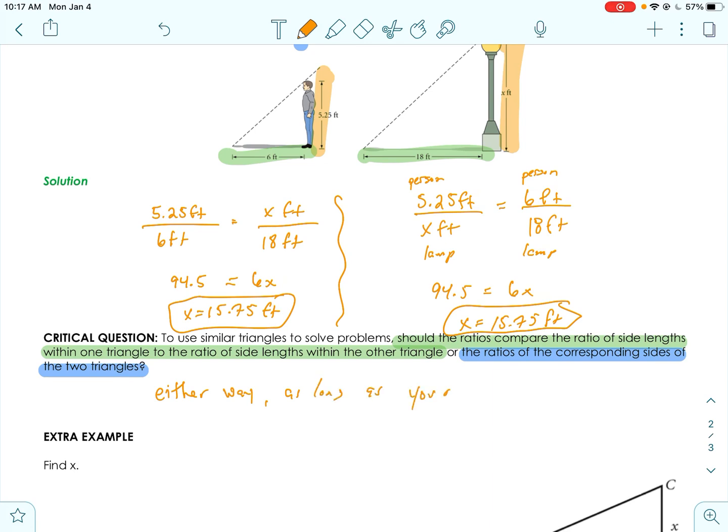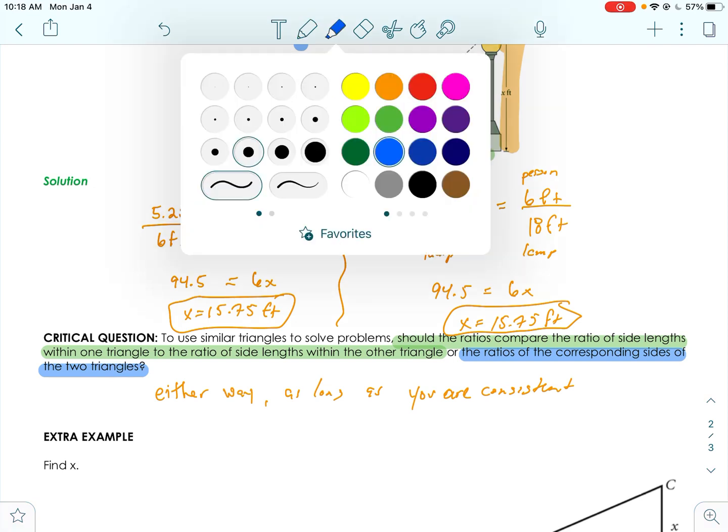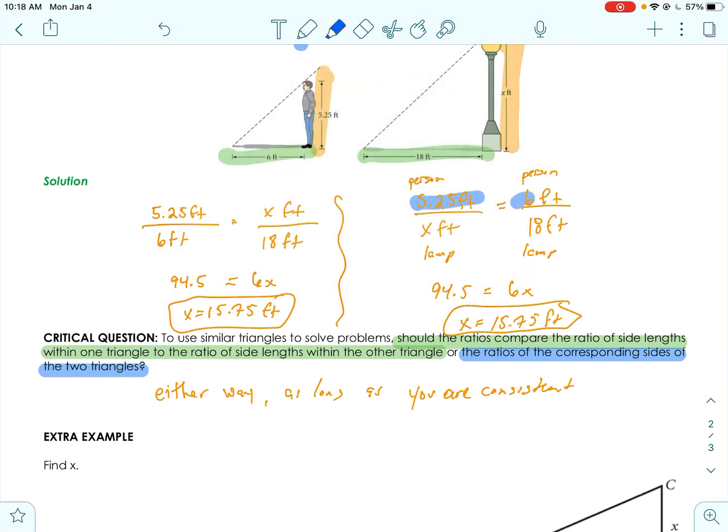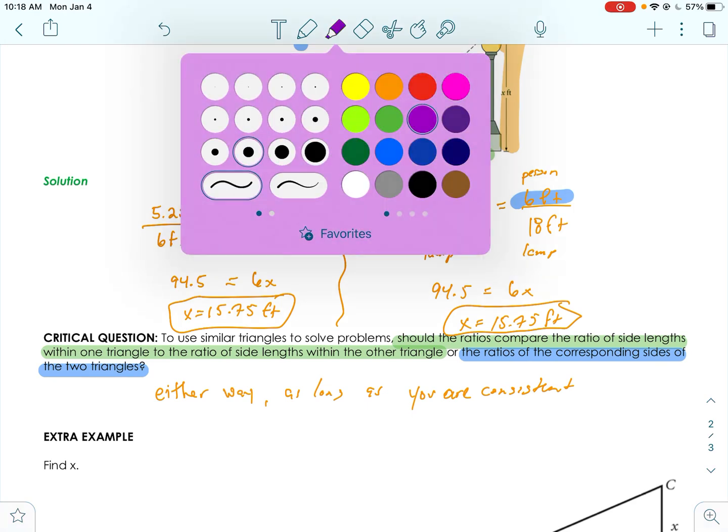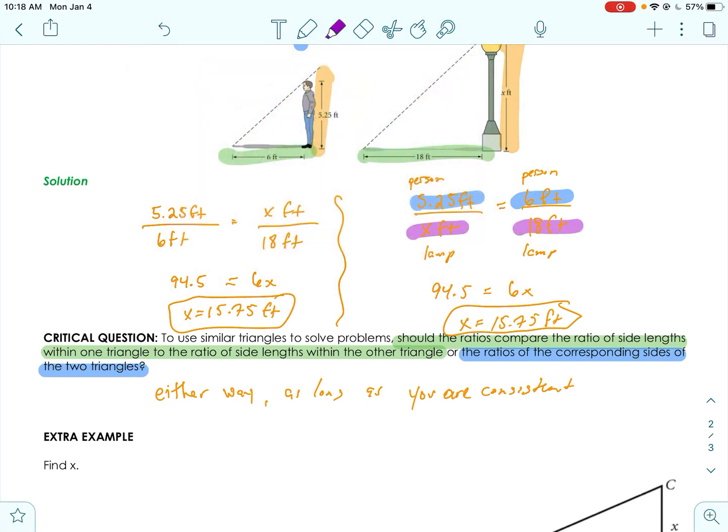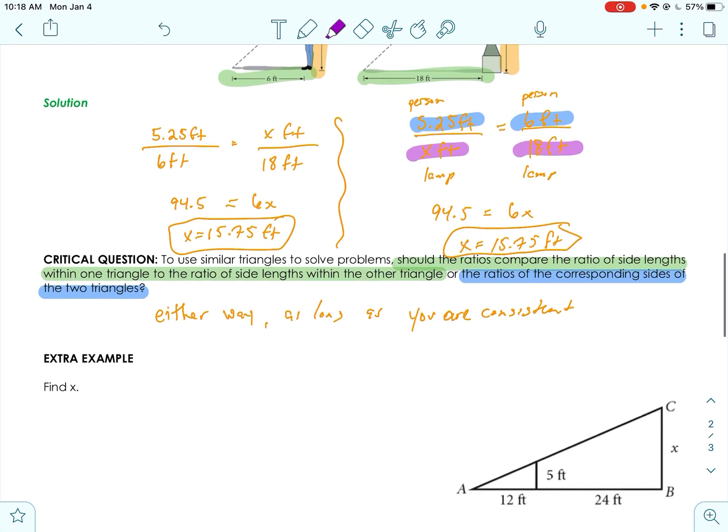you are consistent. Okay, and what I mean by that is exactly what I said up here. Notice I had the measurement for the person in the numerator here and here, and then I had the measurement for the lamp in the denominator here and here. So that's what you need to make sure of.